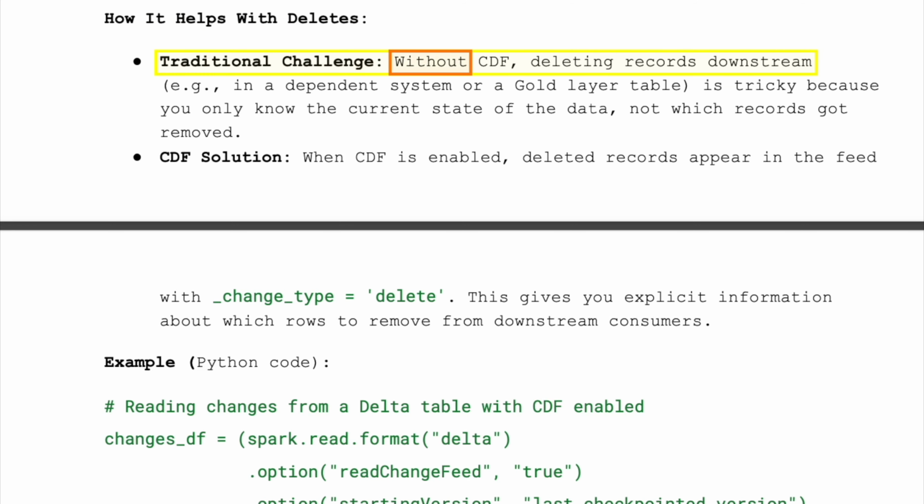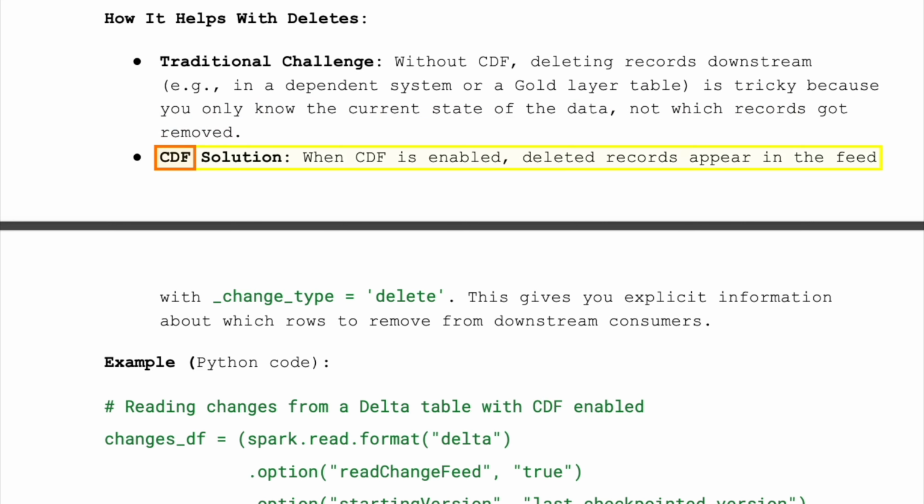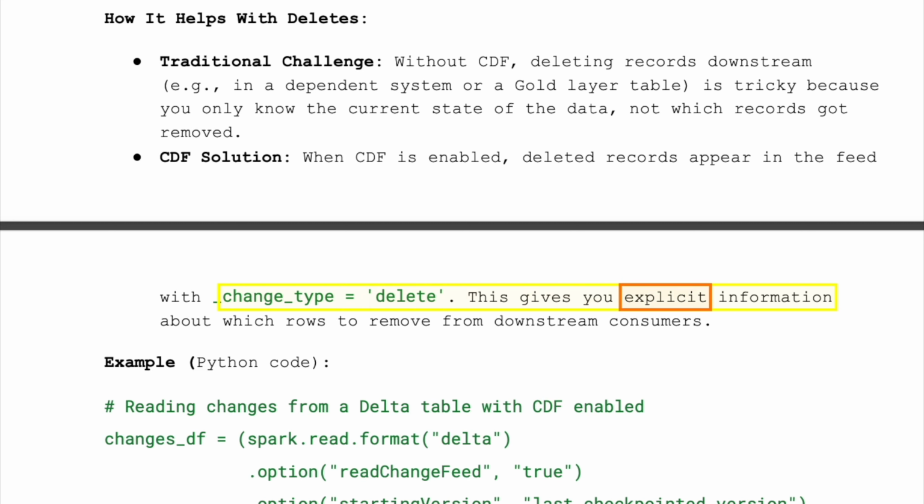Traditional challenge without CDF: deleting records downstream, for example, in a dependent system or a gold layer table, is tricky because you only know the current state of the data, not which records got removed. CDF solution: when CDF is enabled, deleted records appear in the feed with _change_type equals delete. This gives you explicit information about which rows to remove from downstream consumers.